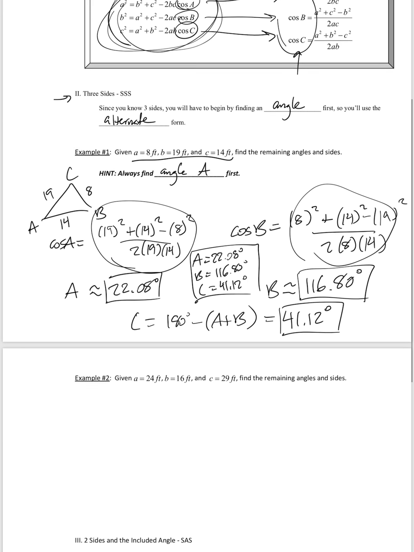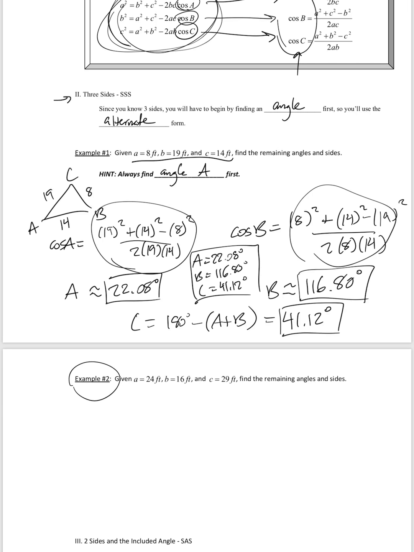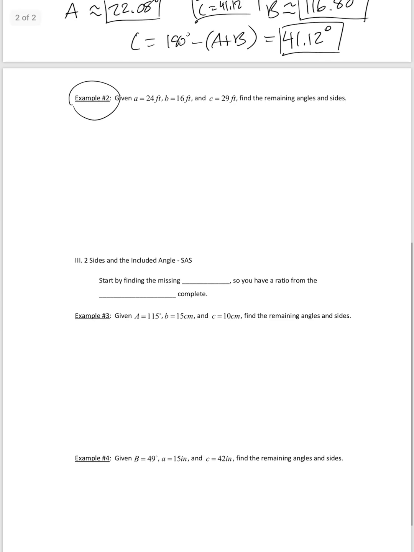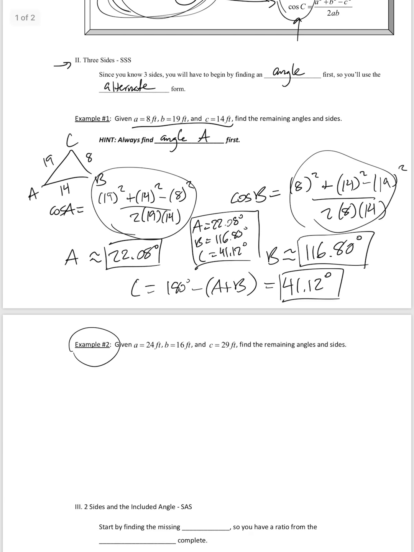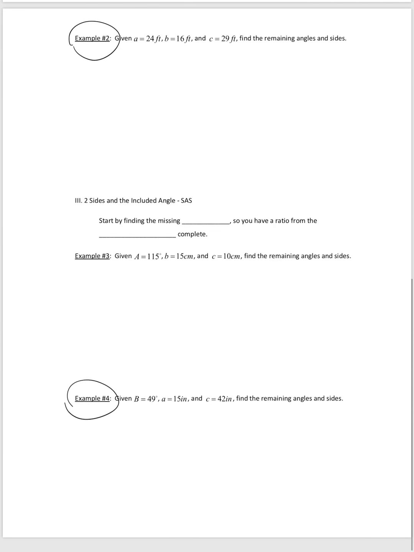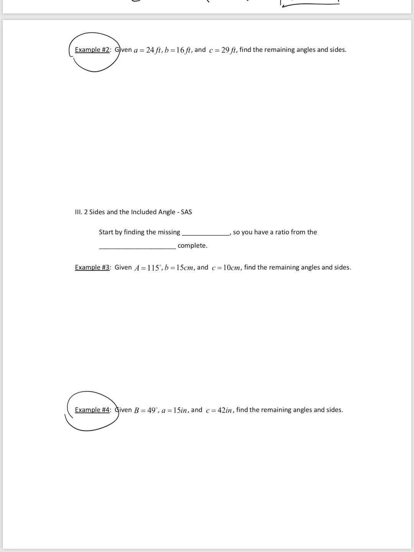Okay. So go ahead and try example 2 on your own. And I'm going to go through example 3. I'm going to have you try example 4 on your own. Now, that was for side, when I'm given 3 side lengths. The other case where we use the law of cosines is when I'm given 2 sides and the included angle, right here.